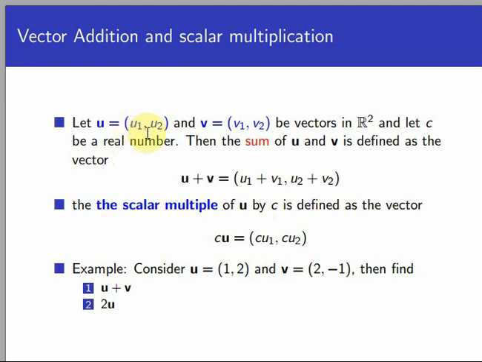C times u1, c times u2. Okay, let us see the example for this one. Consider u equals (1, 2), and v equals (2, -1). Then find u plus v and 2 times u.